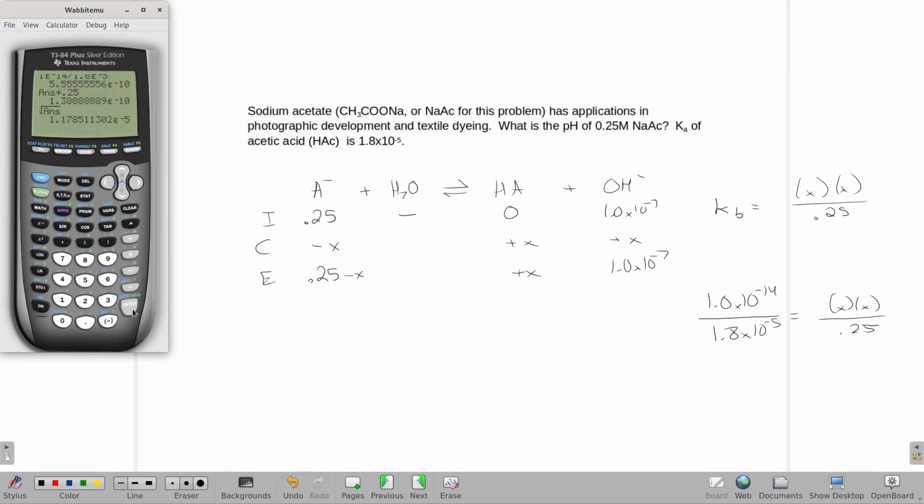I get an x of 1.17 times 10 to the negative 5th. This wants a pH, so I'll get the pOH by doing this. pOH is 4.93, and then I'll get the difference between that and 14. My pH is 9.07.